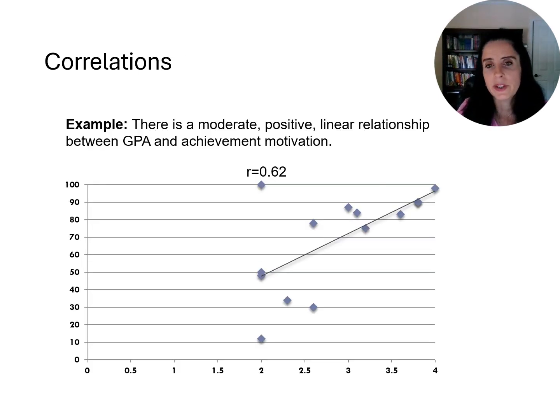Based on the criteria that are typically used to describe correlation coefficients, we can say, for our example, that there is a positive linear relationship of moderate strength between achievement motivation and GPA.